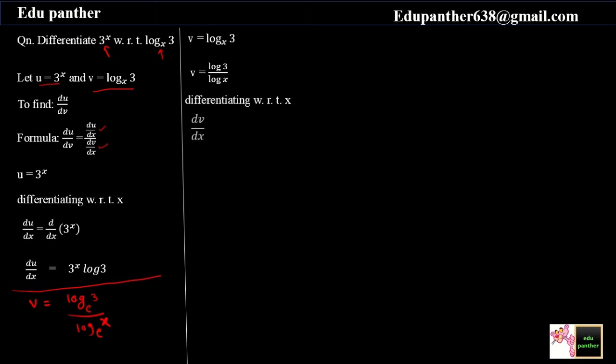So differentiating with respect to x, it will be log of 3, because log 3 is a constant number here, it does not have any term of x. So it is a constant term, so we have kept it outside. We have to take the derivative of 1 upon log x. Again, at this time, pause your video and try to write the derivative of 1 upon log x in your notebook.